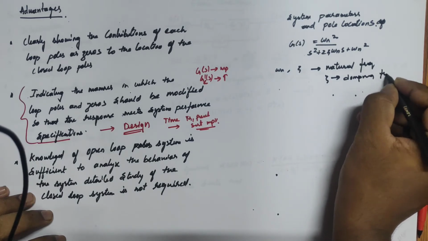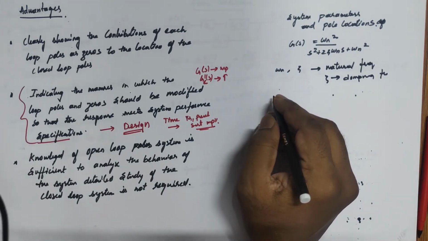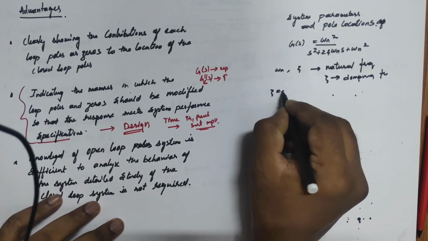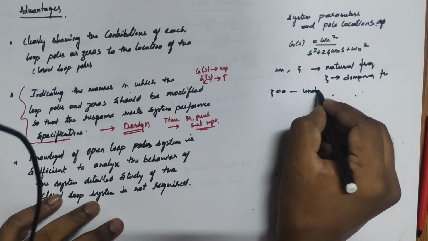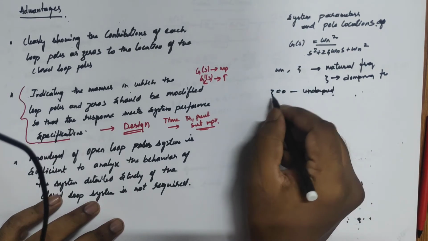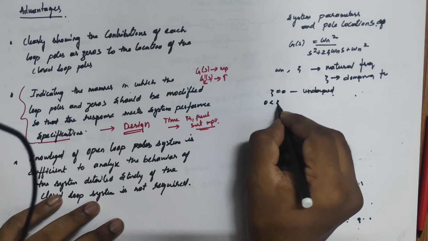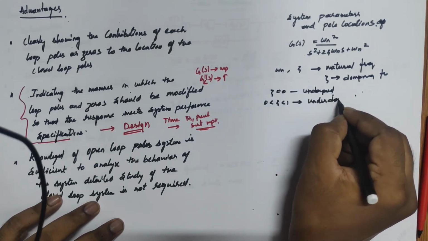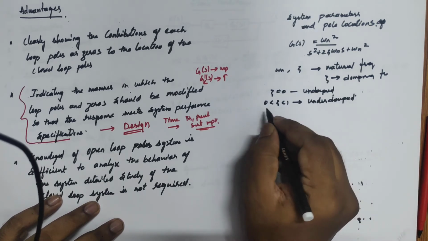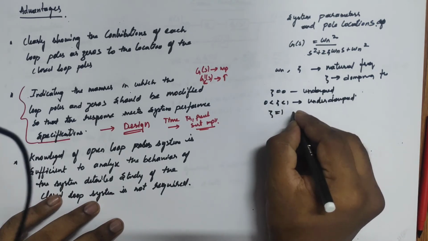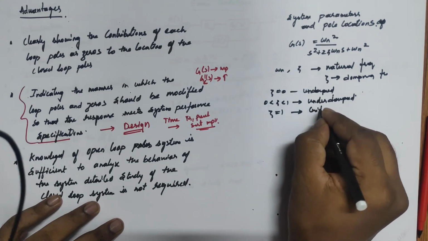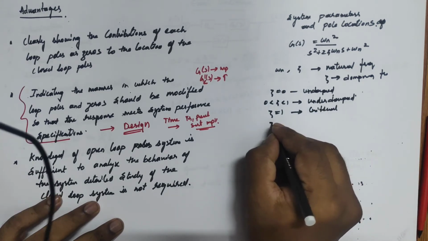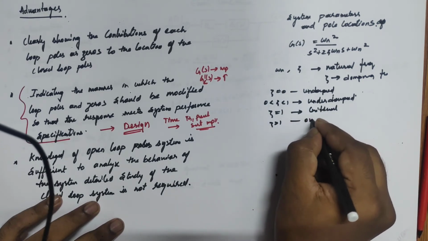If my damping factor zeta is equal to 0, what does the system become? It is undamped, right? At this point, you have to know everything. Zeta less than 1 means it is underdamped. Underdamped systems are very much preferred for design. Zeta equal to 1 means critically damped, and zeta greater than 1 means it is overdamped.